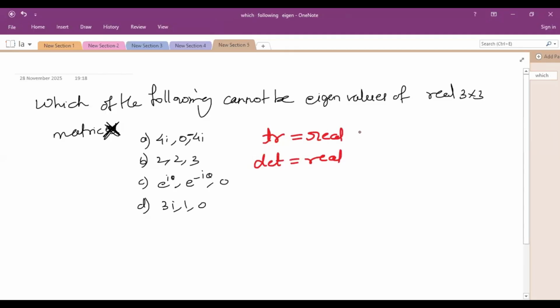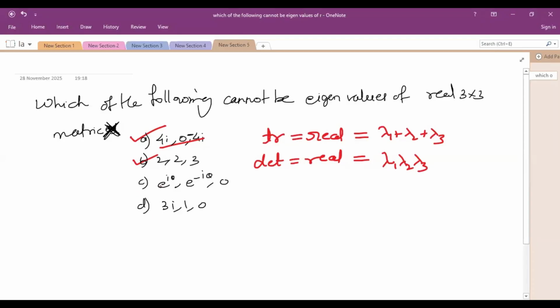So let's use this information because we know that the eigenvalues are connected to the trace and to the determinant. Trace will be the sum of the eigenvalues, which is lambda 1 plus lambda 2 plus lambda 3, and the determinant would be lambda 1 into lambda 2 into lambda 3. So let us check which of these sets will give us real trace and real determinant. In the first case, the sum would be 0 and the product will be 0. So that's a real value for trace and determinant. So this is eligible to be the eigenvalues. 2, 2, 3 when added will give a real value, and the product will be a real value.